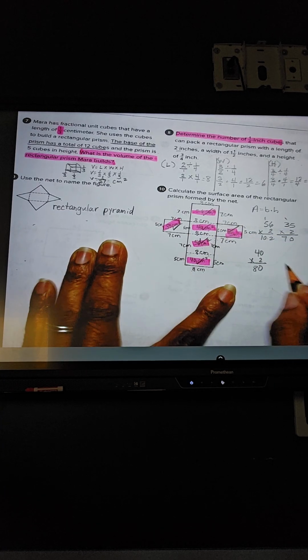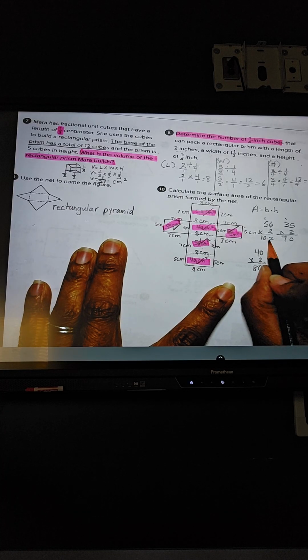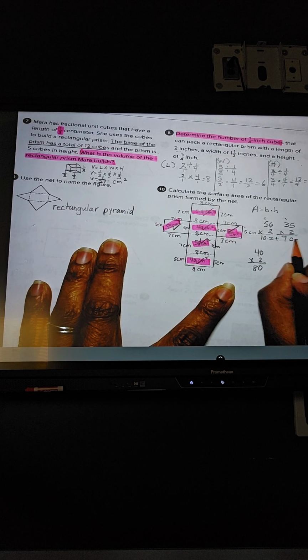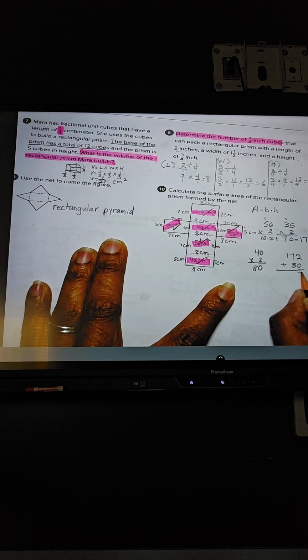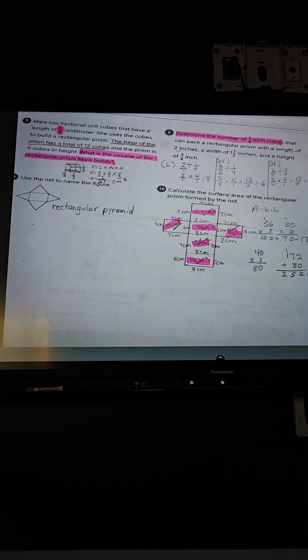Now I need to add them together. So this is easy. 102 plus 70 equals 172. All right, now I can use 172 plus 80. 2. I know that 7 plus 7 is 14, plus 1 more is 15. Carry my 1 is 252 centimeters squared. It's squared because this is not the volume. This is the area of the surface. So how much space is on the surface? So it's just squared. Okay?